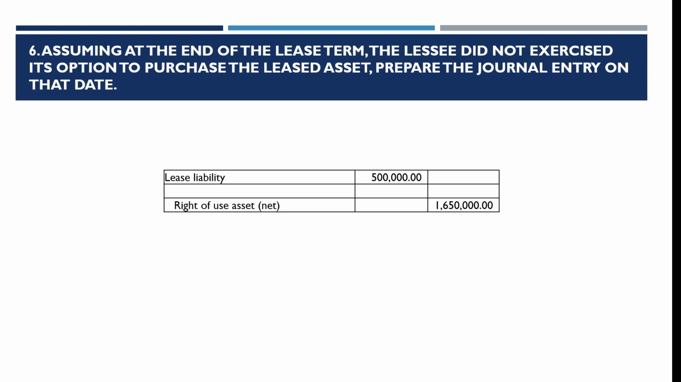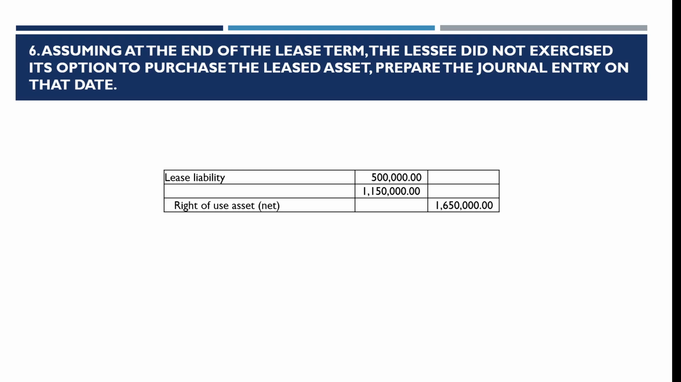Since hindi natin in-exercise ang purchase option, ibabalik natin yung asset kay lessor. Kaya naka-credit yung right of use asset natin. Tapos na ba si journal entry? Hindi pa. Kasi hindi pa balansyado yung debit and credit. Nasaan ang kulang? Debit. How much is ang kulang? 1.15 million. Anong account ang gagalawin natin for that difference?